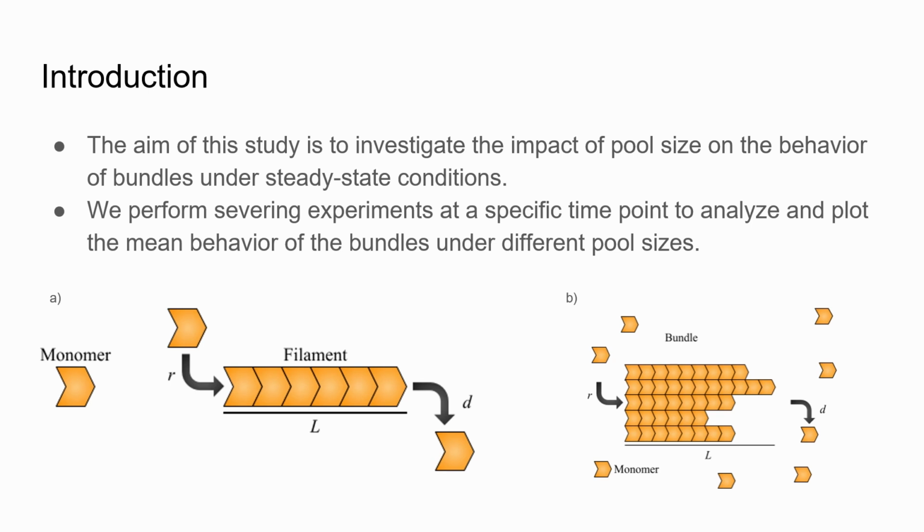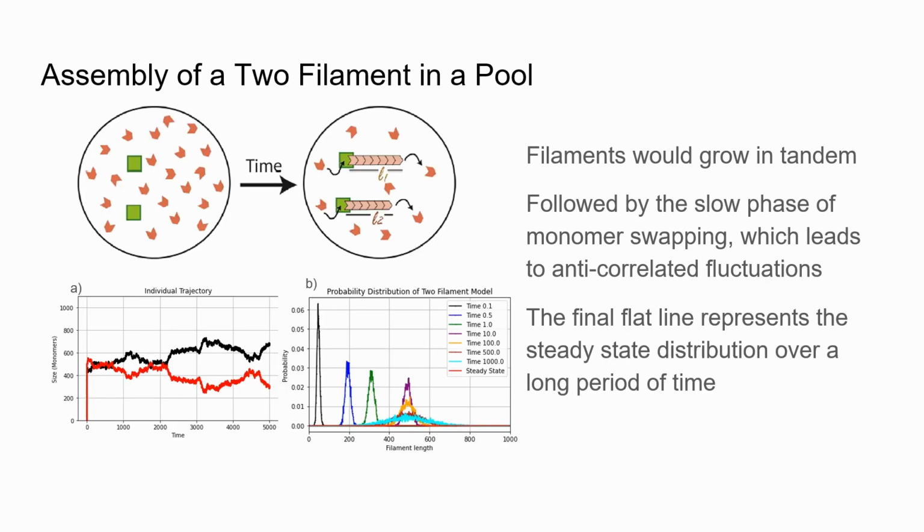And then finally, we'll be performing some sampling experiments at a specific point in time to analyze and plot the mean behaviors of the bundles under different pool sizes as well. Here is the assembly of 2 filaments in a shared pool, as you can see from the diagram. From graph A, at the start, the filaments will grow in tandem with each other, followed by a slow phase of monomer swapping, which leads to this anti-correlated fluctuation. When one filament increases, the other filament decreases by the same amount.